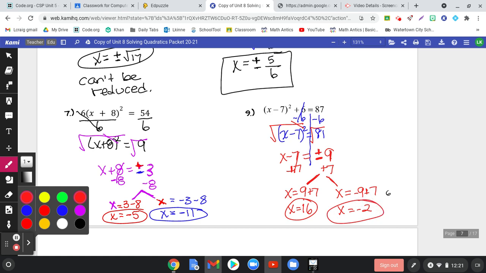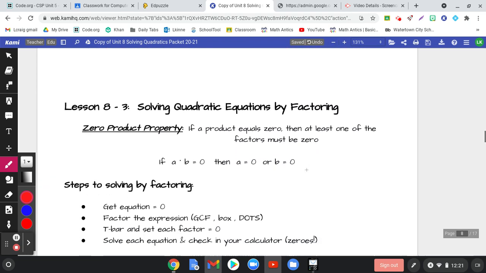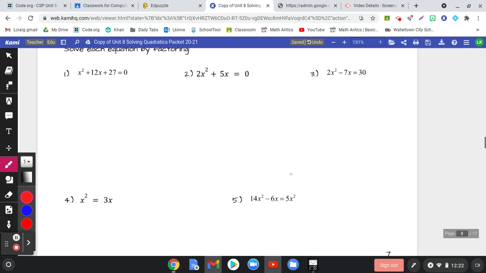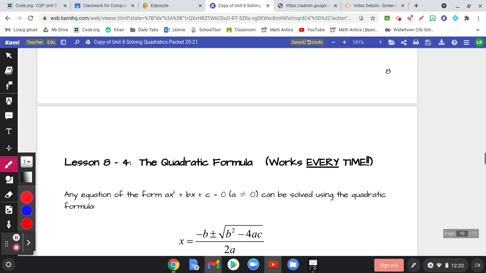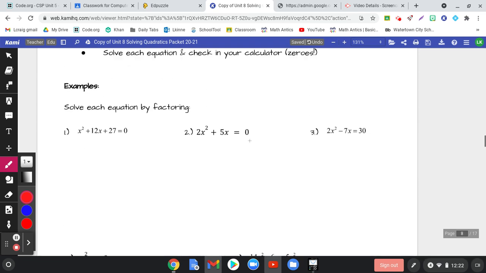And that's it. Again, this was just one method. The next method we're going to talk about is solving by factoring, which most people don't love, but we're going to get some practice in. It's good to know how to factor. But the one that's really going to help us is the quadratic formula, because it works every single time.